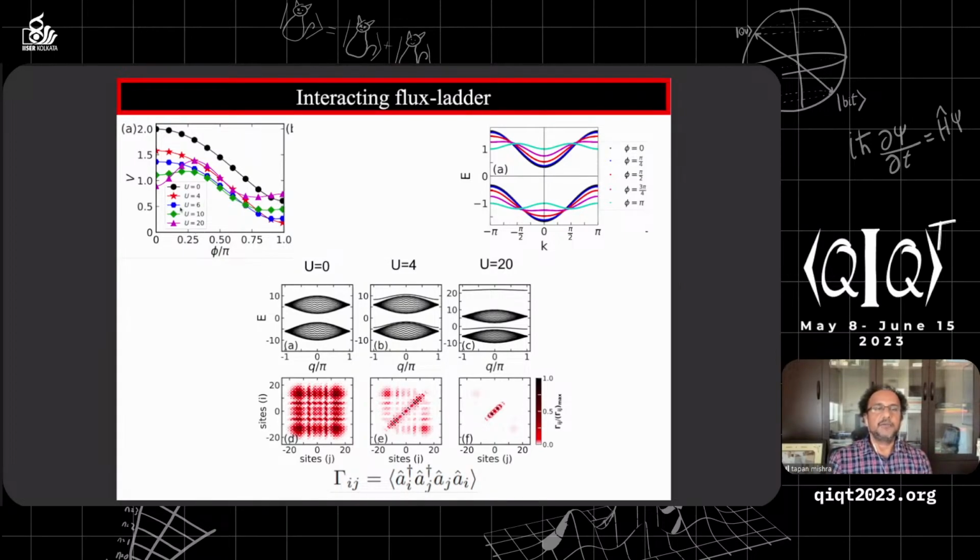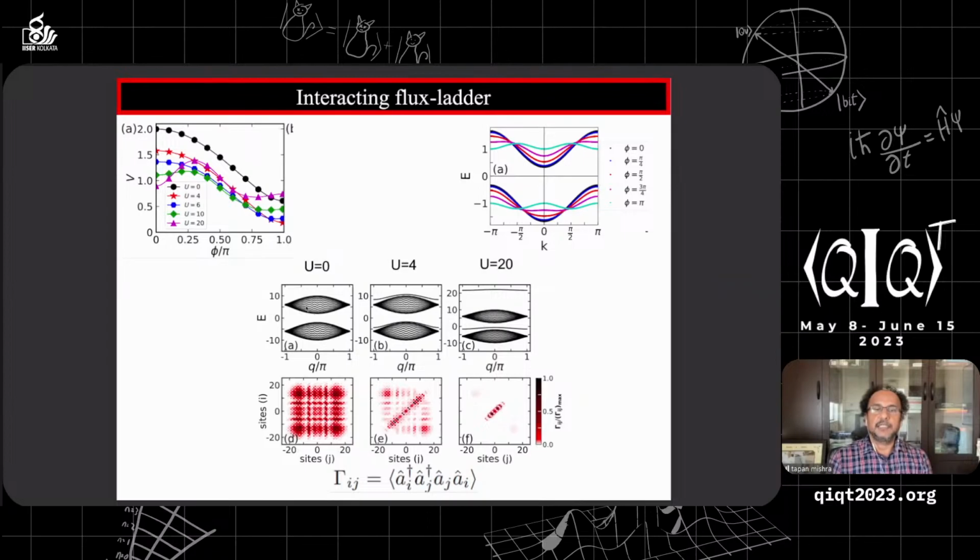But to understand what happens at strong interaction, we first try to understand what is happening in the zero phi case. Here also we see that the velocity is decreasing from this black to this magenta. And what is happening here? We tried to plot the energy band diagram here, and you can see that in the limit of U equals 0, there are two scattering bands appearing.